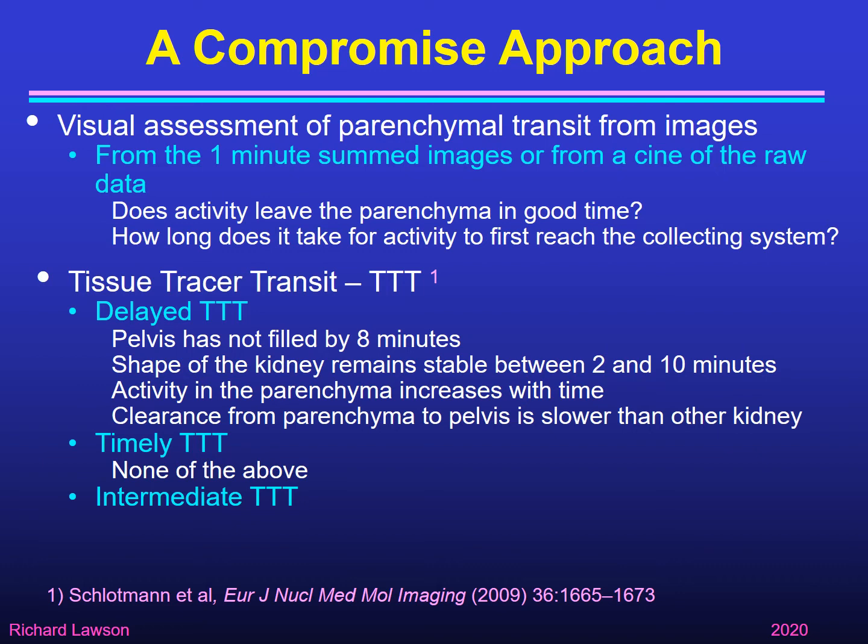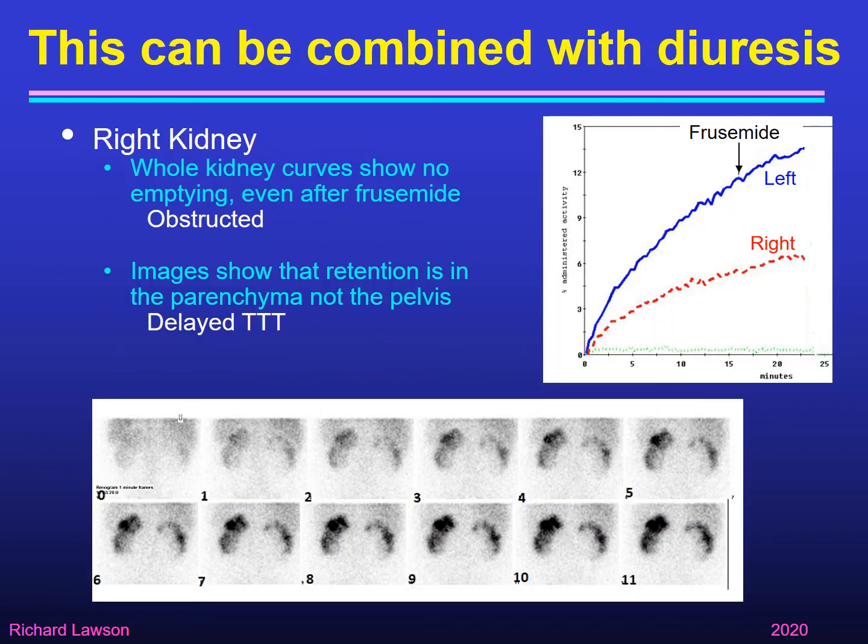A timely TTT was for patients who exhibited none of the above, but they had some intermediate TTTs with equivocal results. However, they found that TTT was a good predictor of the outcome of surgery, which is indeed what you want to see in these patients. One benefit of this method is that it can be combined with diuresis. Here's an example from our own patients.